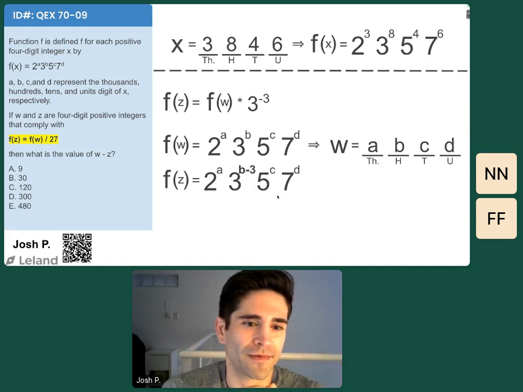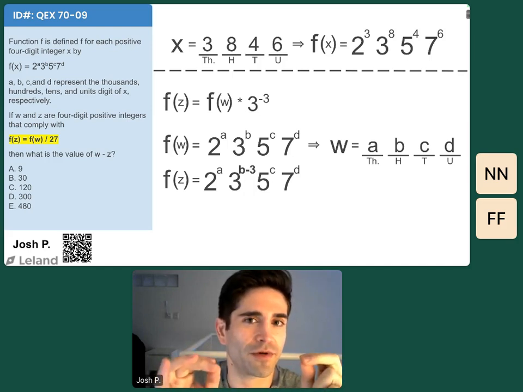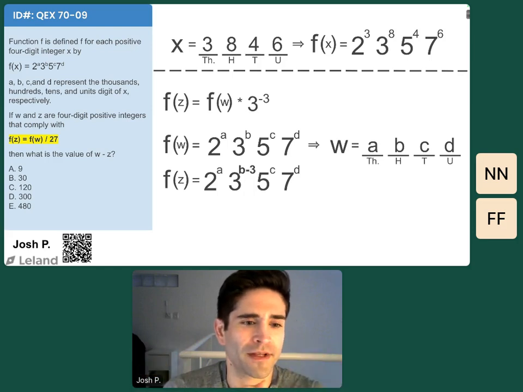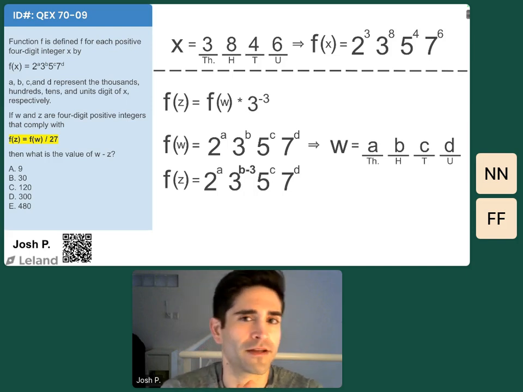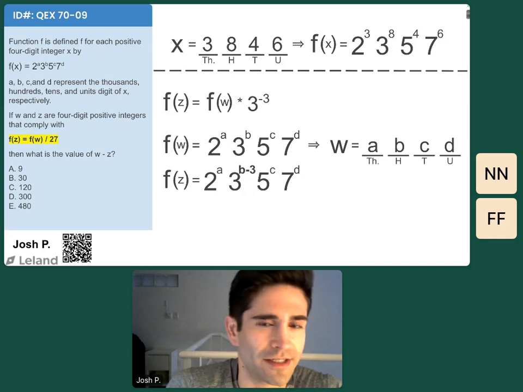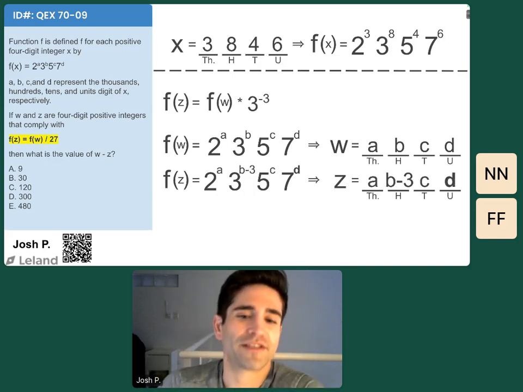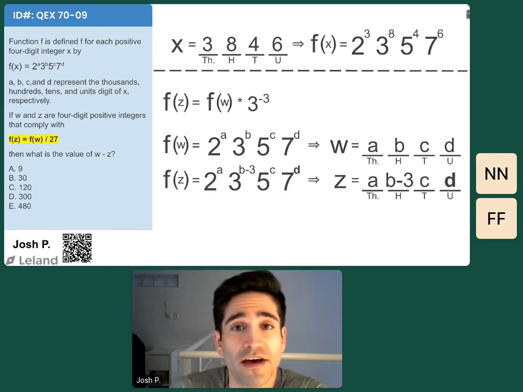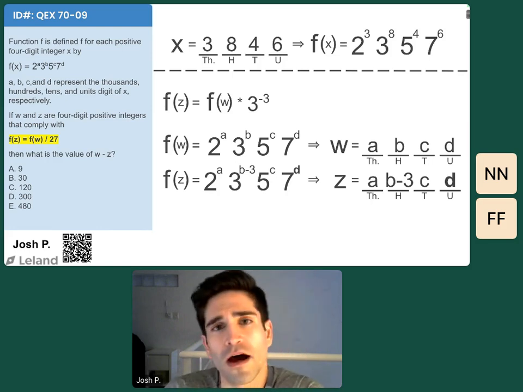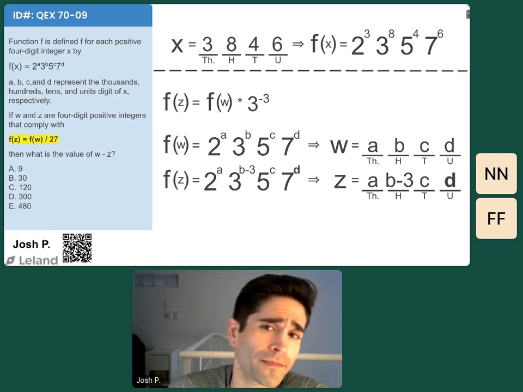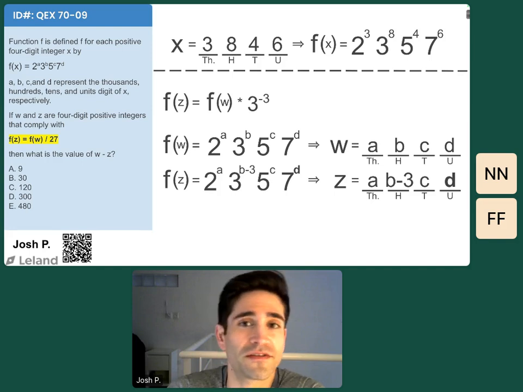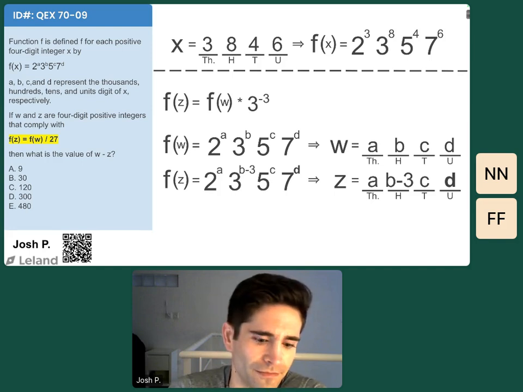Great. So if w equals a, b, c, d, then the function for z would be 2 to the a times 3 to the b minus 3 times 5 to the c times 7 to the d. That means that z would have a thousands digit of a, a hundreds digit of b minus 3, a tens digit of c, and a units digit of d.